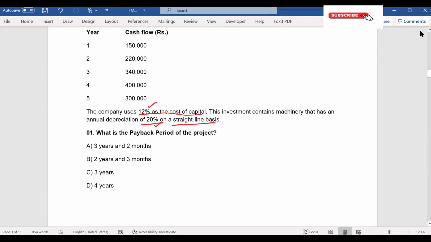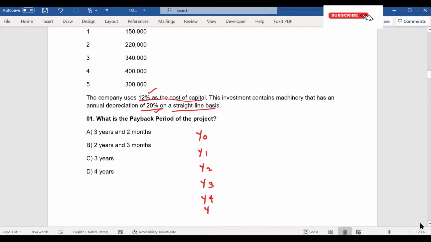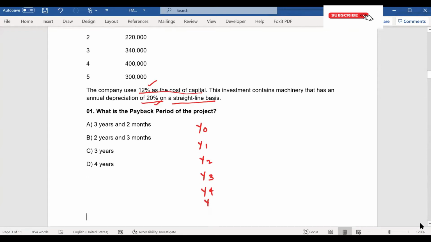First of all we'll take year 0, year 1, year 2, year 3, year 4, and year 5. Now we know the cash flows. Year 0, we have to pay 780,000 cash outflow. Year 1, how much is the cash inflow?